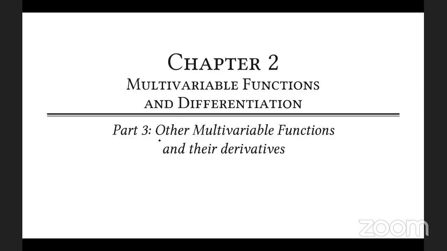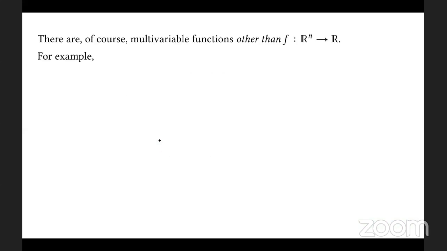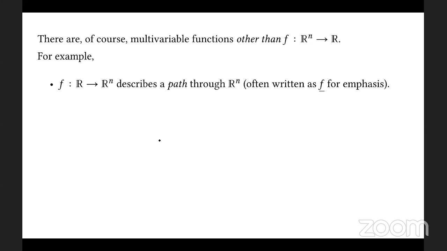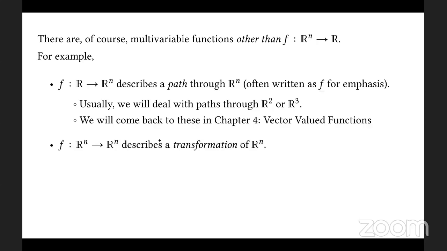Okay. So other multivariable functions and their derivatives. So other multivariable functions other than types from R into R. For example, there's a function that takes in one real number and outputs a vector in Rn. So we call those paths or curves oftentimes. And we'll also often underline them to emphasize the fact that they are a vector valued function, because they're taking in a real number. So we want to emphasize that they're not outputting a real number, they're outputting a vector. And usually we'll deal with paths through R2 or R3. And we'll come back to those in chapter 4.